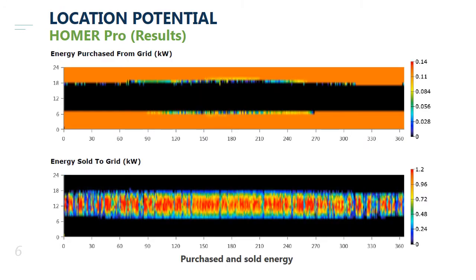Other results concerning the purchased and sold energies are shown in this slide. Between 6 p.m. and 6 a.m. the system purchases an amount of energy from the grid, represented by the orange color, while it sells the energy generated by the PV panels to the grid during daytime, depending on the seasonal radiation.